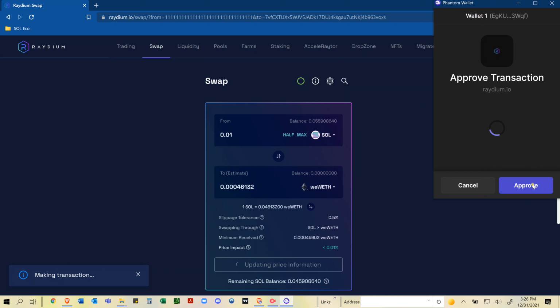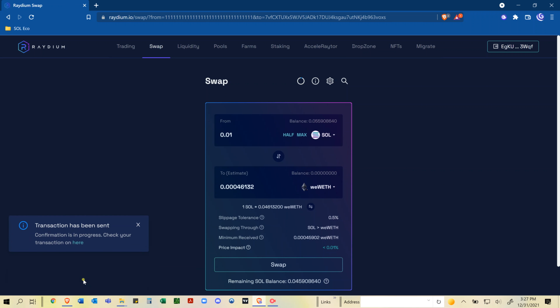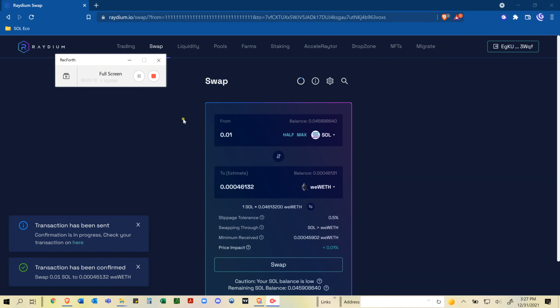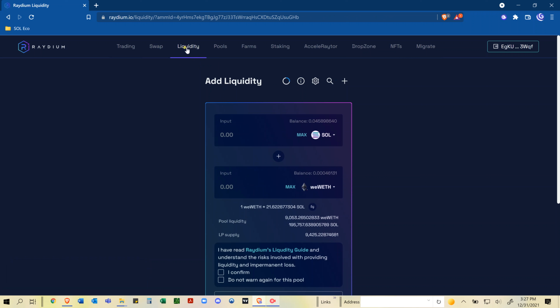So you click the swap. I'm going to approve it over here, and it's making the transaction. And then once it's finished, transaction has been sent, confirmation, and it now has been confirmed. So that's how you swap.